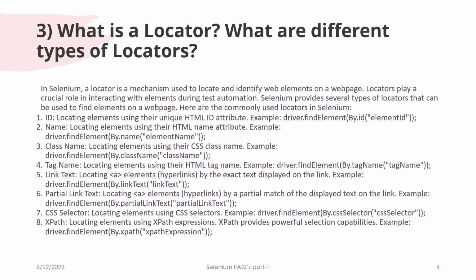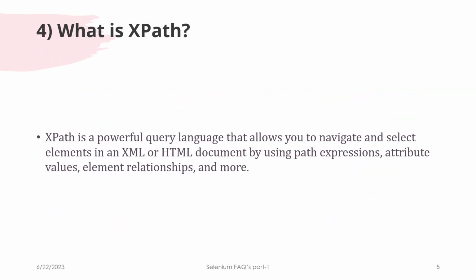And the CSS selector also we can use, locating elements using CSS selectors, and the XPath. With XPath we have two different expressions, absolute XPath and relative XPath. We will see that later in further questions. Okay, we'll go to the next question. What is XPath?